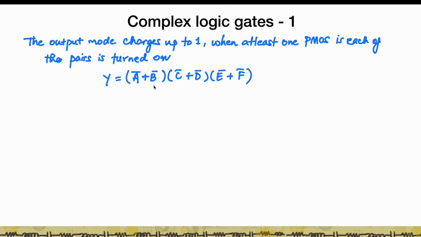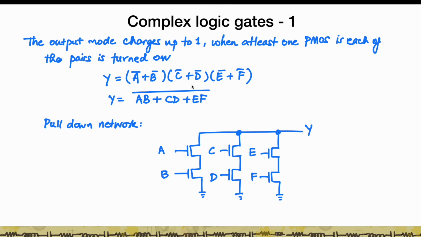And so therefore I can write my Y as a product of A bar plus B bar, C bar plus D bar, E bar plus F bar. Or in other words, if I combine that, Y is AB plus CD plus EF, the whole under the bar. And so the pull down network consists of 3 paths. Each path consists of 2 transistors each. So my pull down network becomes AB, CD, and EF. So Y goes to 0 if either one of these pairs goes to a value of 1.